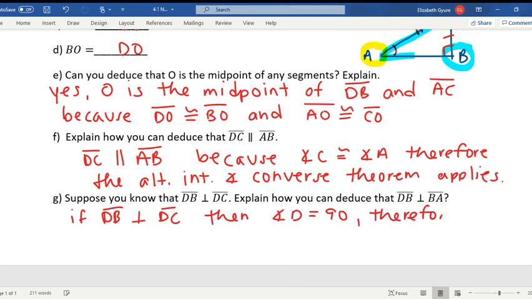Therefore, angle B equals 90 degrees, making segment DB perpendicular to BA. And there's a few different ways you can phrase this. That's just one basic example.